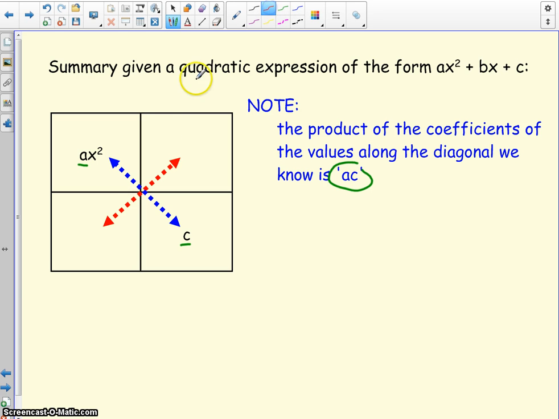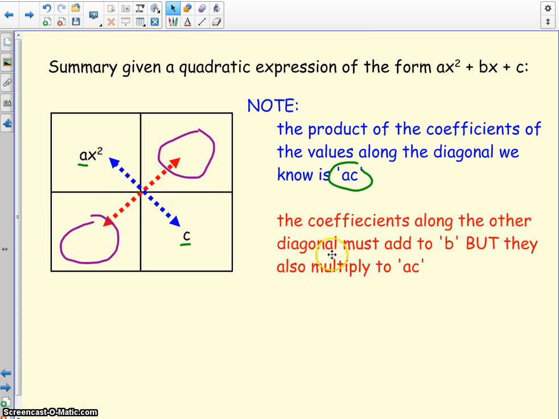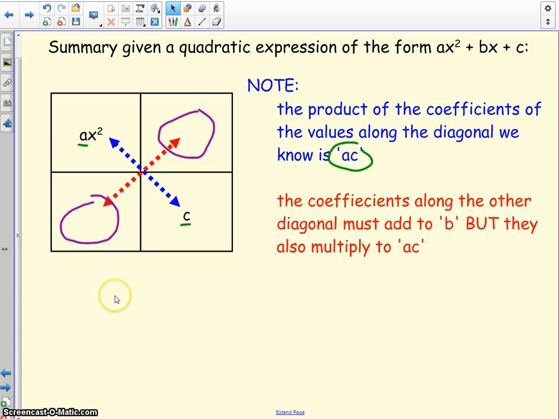Now, what we're trying to figure out, again, just to remind ourselves, is what's going to go in this section of the array. There's going to be some values of x, some coefficients. And whatever they are, they're going to add to the b value, because we know that these two values have to add to give us the x term, but they also multiply to a times c as well. It's the same value as multiplying the coefficients on the other diagonal. So that's going to help you solve any of these trinomials that you want to factor. Okay, so let's actually try and put this to use.